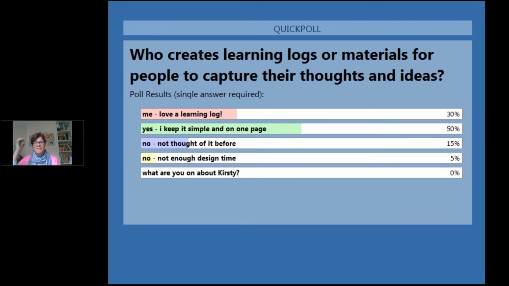So 30% of you said yes, love a learning look. 50% say yes, I keep it simple and on one page, and 15% not thought of it before, and 5% no, not enough design time.